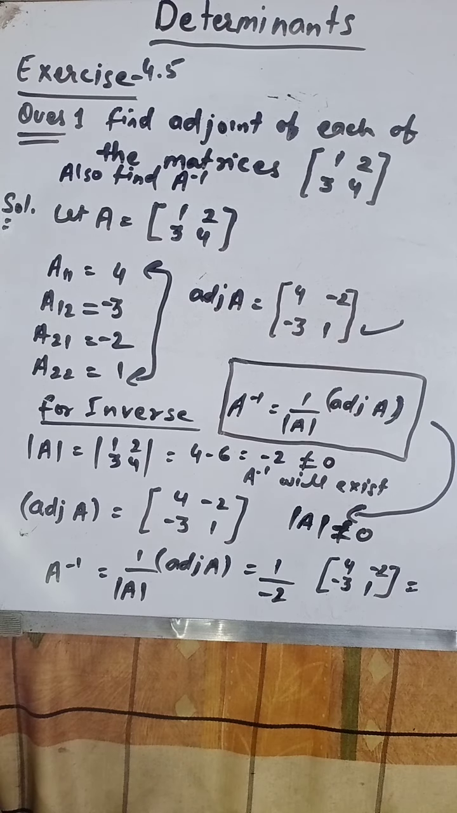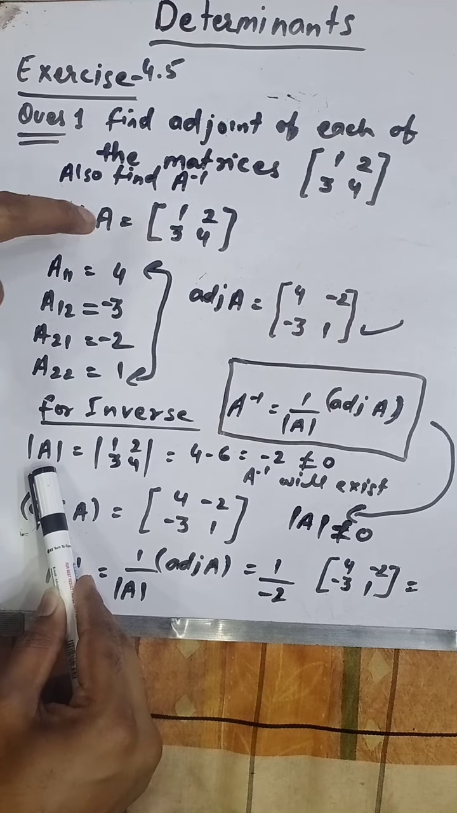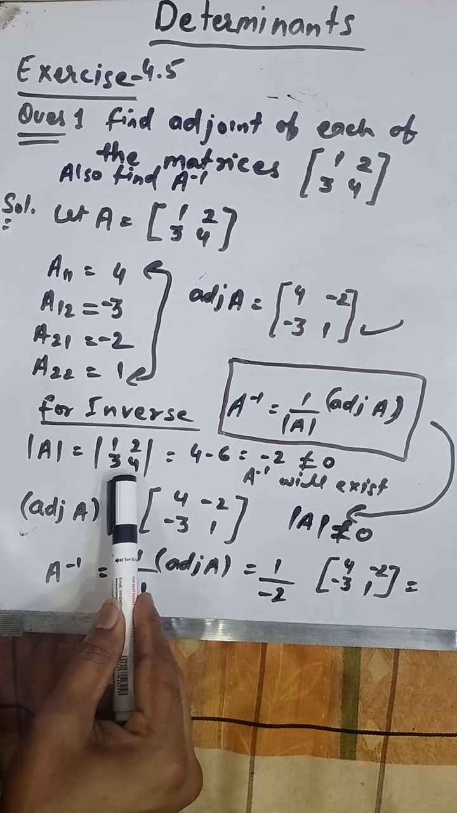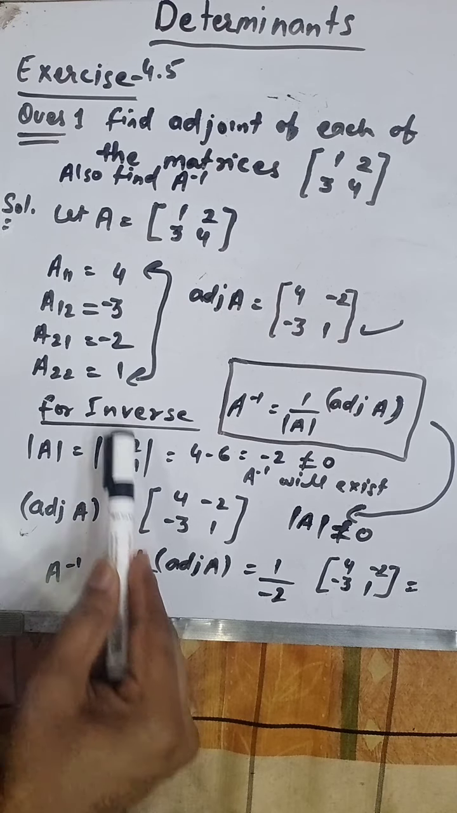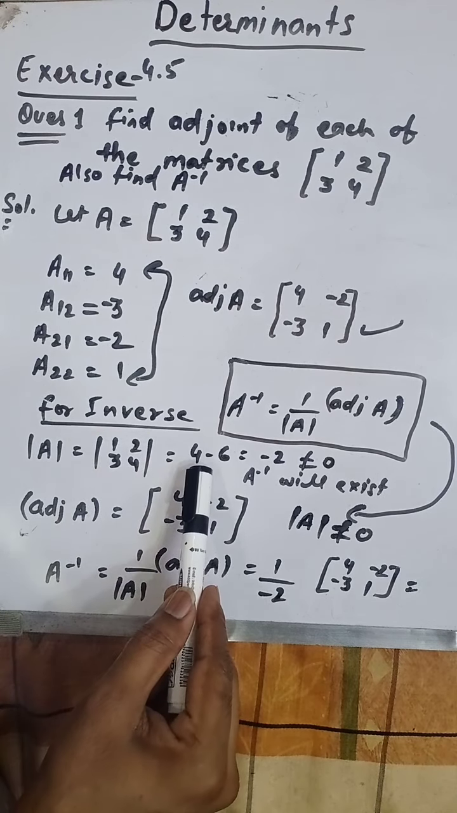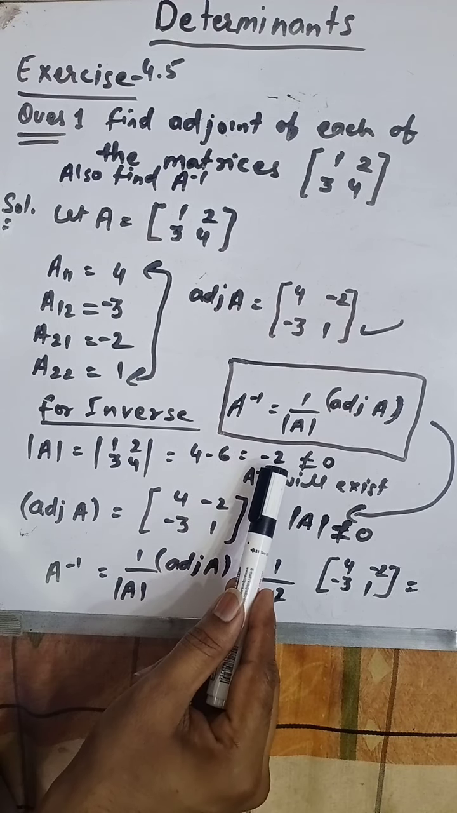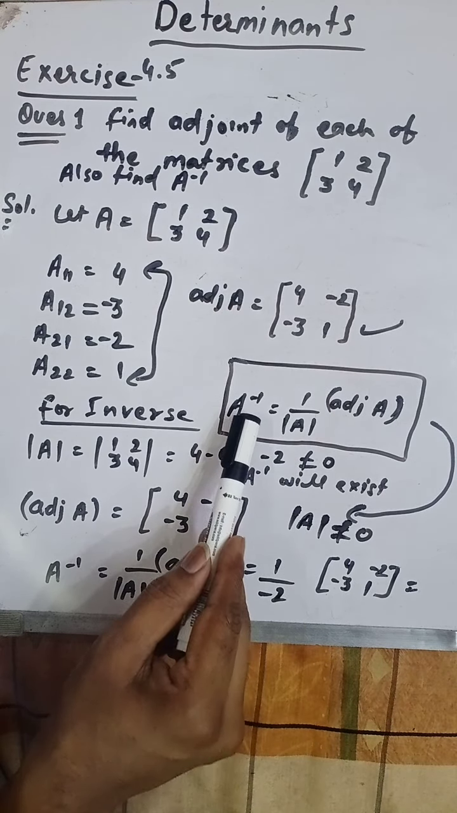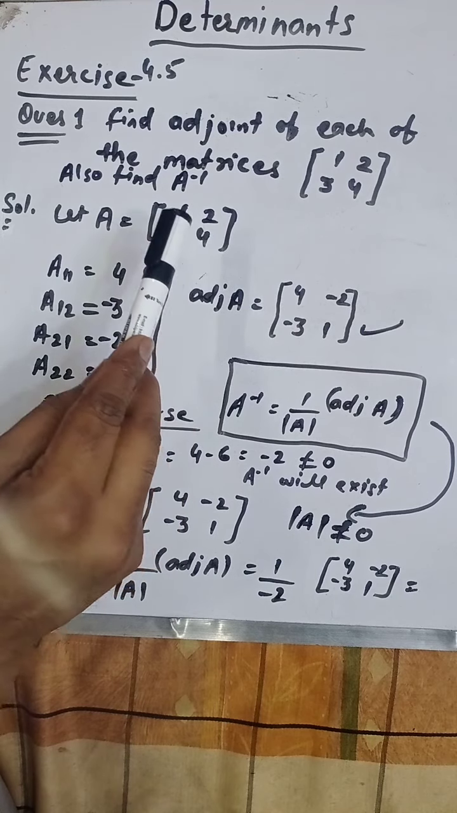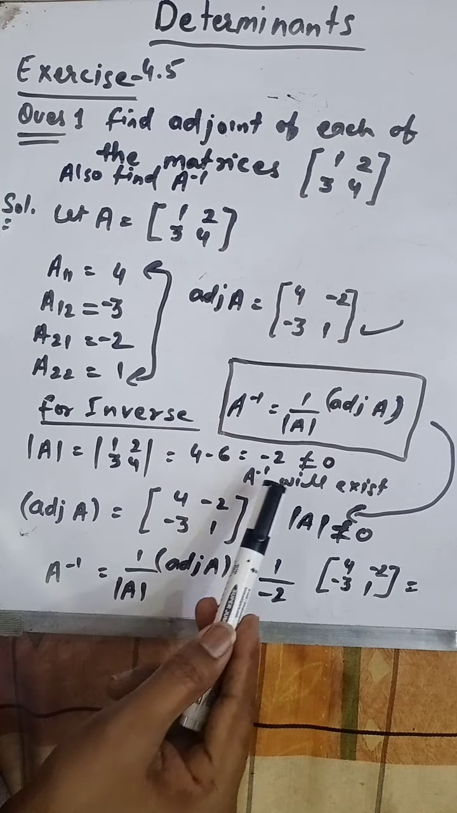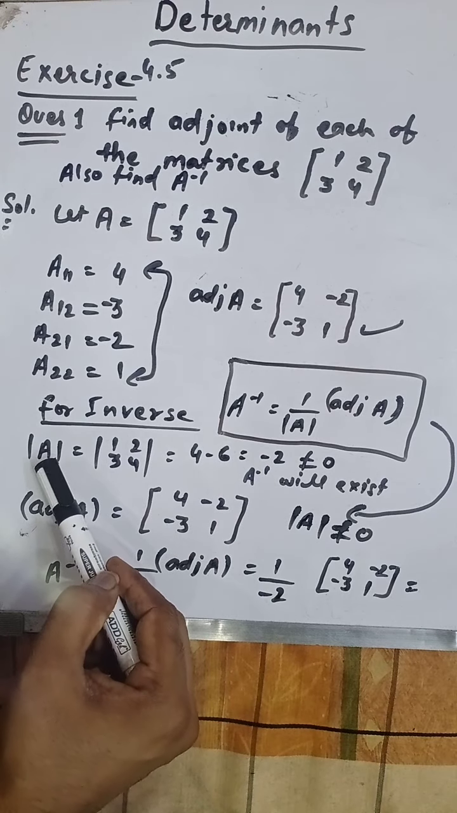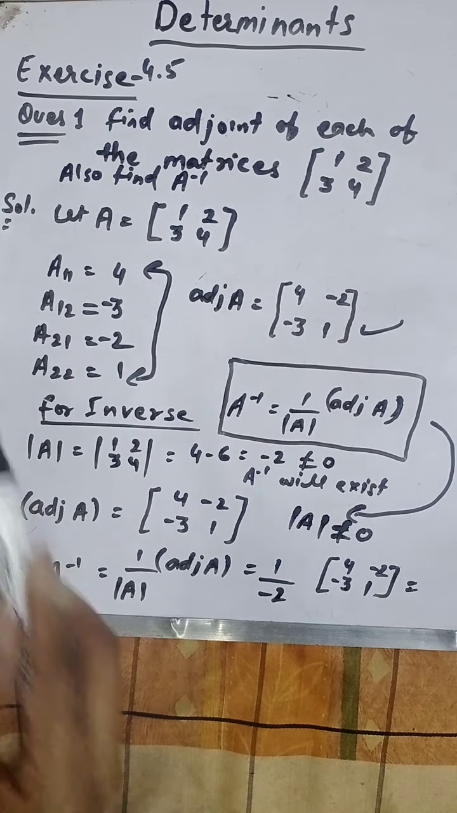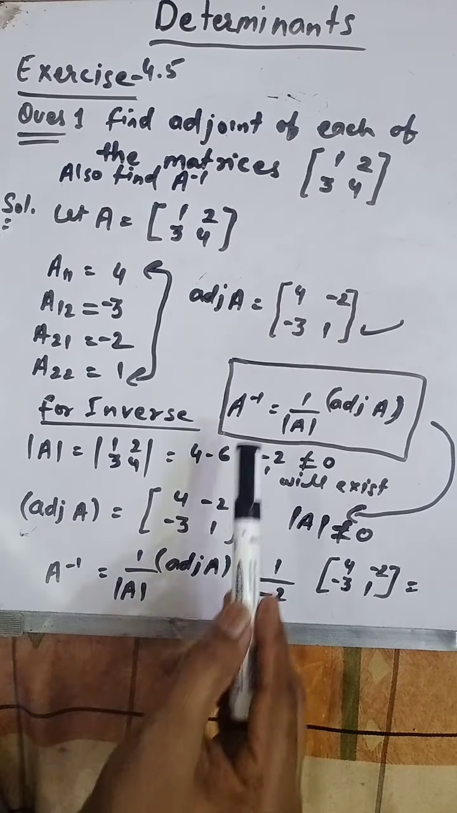Fine. Okay, now what I'm doing, I'm converting this given matrix into a determinant, so I can write like this. You have to expand it, you have to evaluate it. After evaluating, you will get 4 minus 6, that is equal to -2. Okay, so -2 is not equal to 0. So for the inverse of this matrix, here determinant A is not 0, it is -2. So the inverse of matrix A will exist.